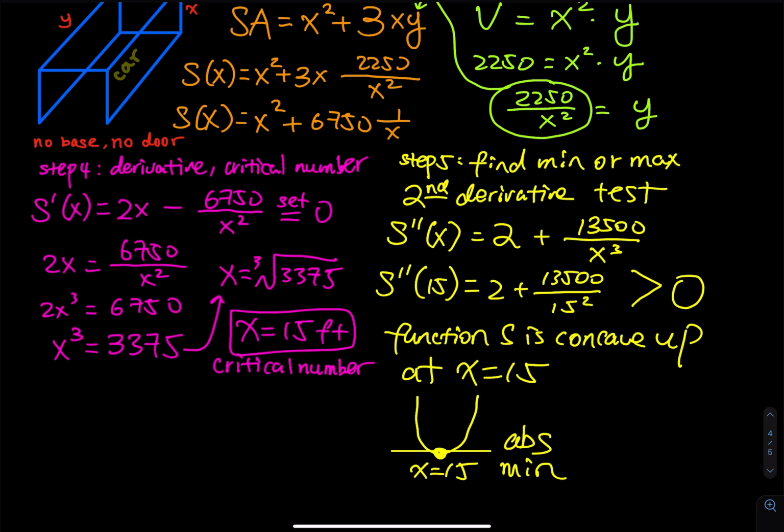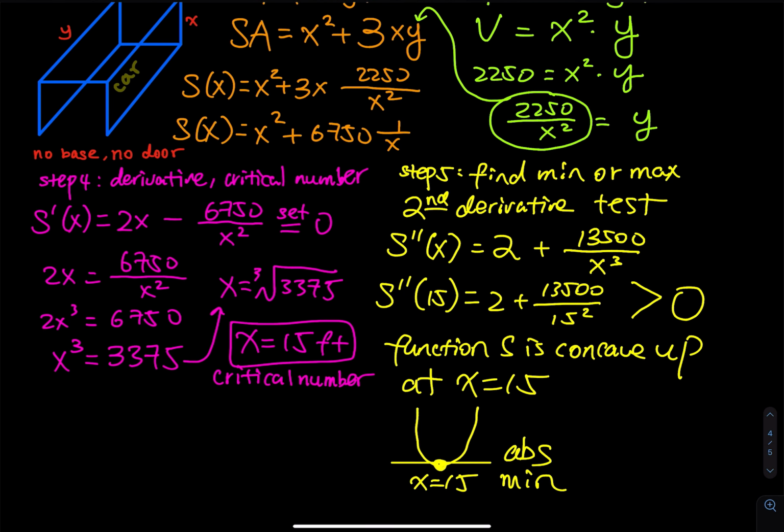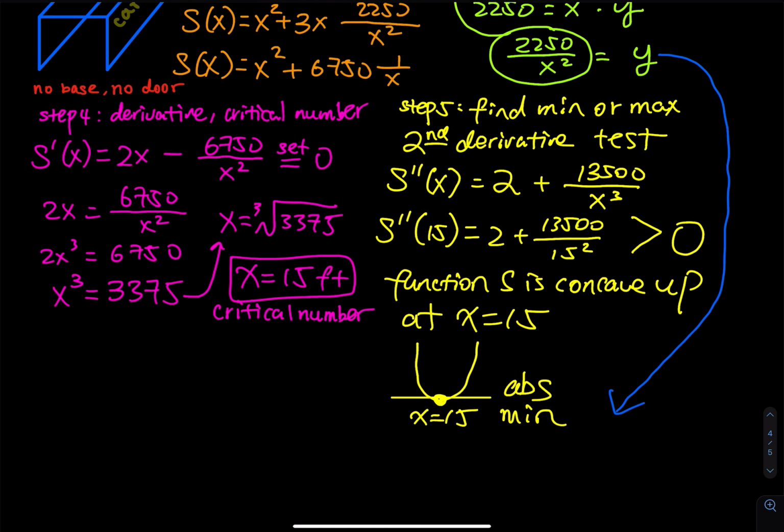And then what is the y? So you found the x, right? So what is the y? For the y, do you see that in green? So here is the y, right? So let's grab this over here. So this is your y, right? So to finish the job, I'm going to plug in 15 over there. So we have 2250 divided by 15 squared equals y. So y is equal to 10. So y is equal to 10 feet.